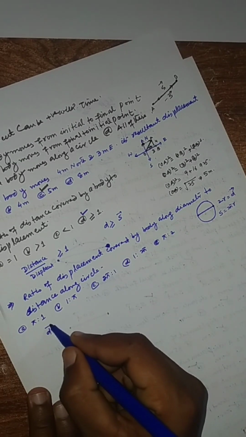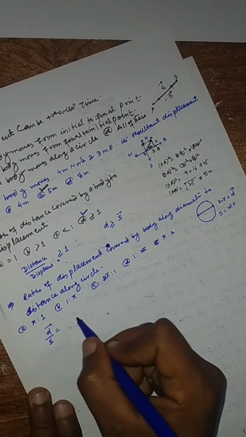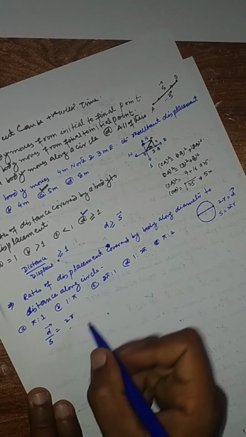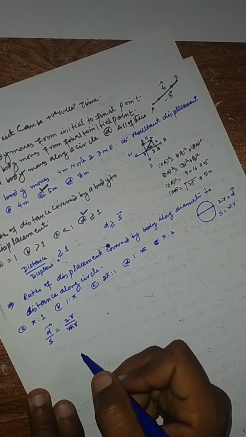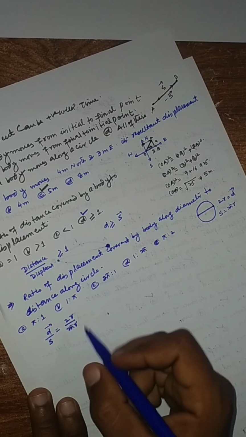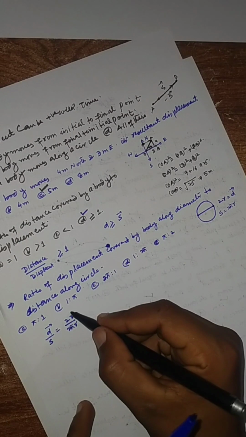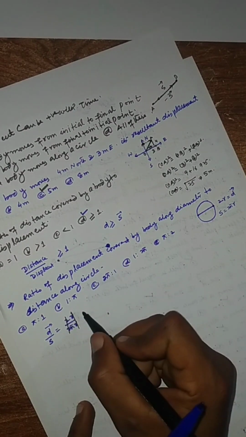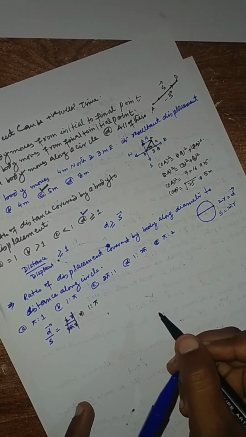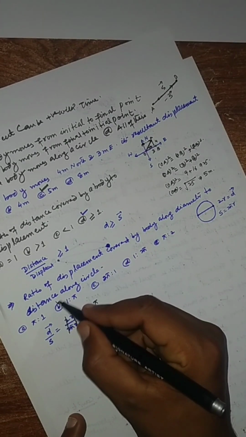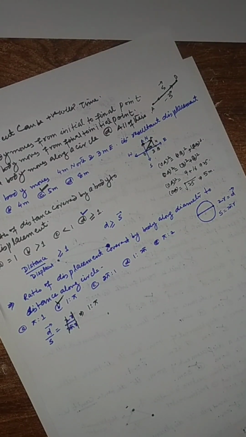Then the displacement covered along the diameter to the distance: the displacement is equal to 2r and the distance is 2 pi r, which is the circumference of the circle. So r and r will cancel out, 2 will also cancel out. This will be equal to 1 ratio pi. Okay, then the correct answer is option B, 1 ratio pi.